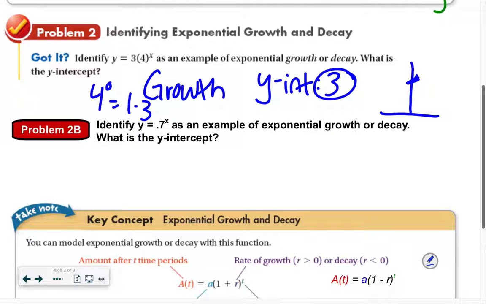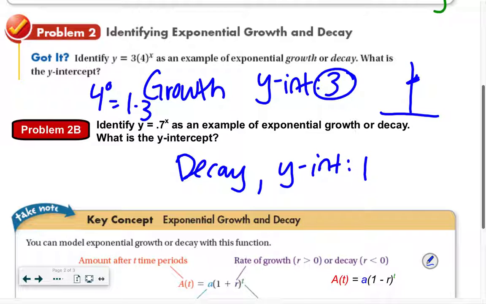Okay. How about the next one? It's a decay. What about my y-intercept? Why isn't it 0.7? Yeah. Remember, our functions are a times b to the x. So this 0.7 to the x is this chunk, or b to the x. A, if there's nothing there, kind of like when we have x plus 3, that's like a 1x. So when there's nothing there, it's like 1. Okay. Questions on our intercepts? Right.